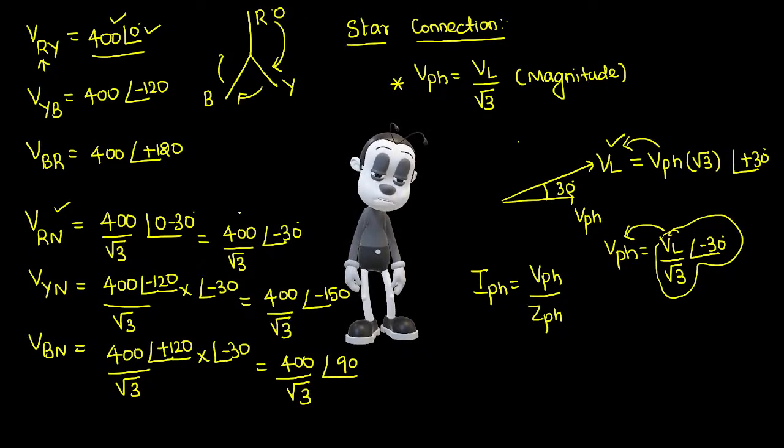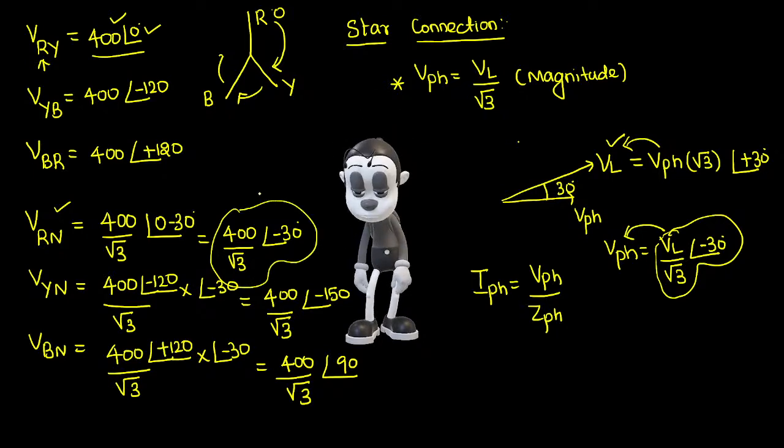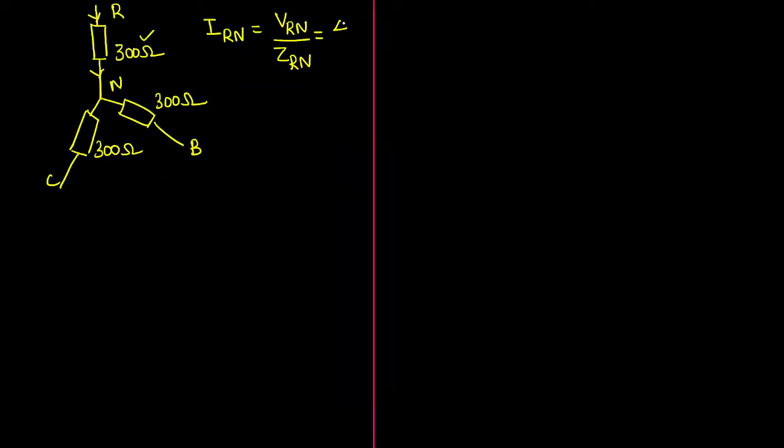VRN is how much? 400 by root 3 at an angle of minus 30. So this can be written as 400 upon root 3 at an angle of minus 30 divided by the impedance, which is 300. This can be further written as 4 by 3 root 3, the 0s will cancel out, at an angle of minus 30 ampere. This is the current flowing through the first phase.